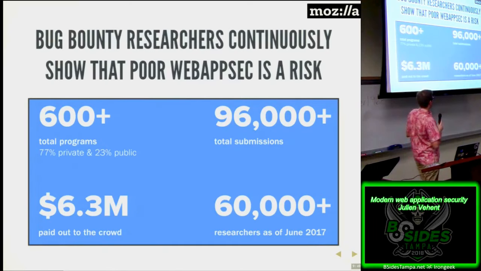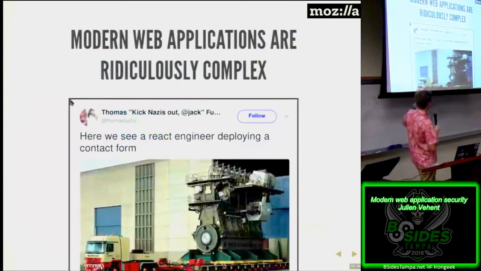The problem we have, and that's a problem we faced at Mozilla, where we tried to be pretty good at web app security, and everybody else faces as well, including Equifax, and I'm going to beat on them quite a bit because I don't like them, is that modern web applications are ridiculously complex. And this is a funny tweet that was posted a couple months ago. Here we see a React engineer deploying a contact form.